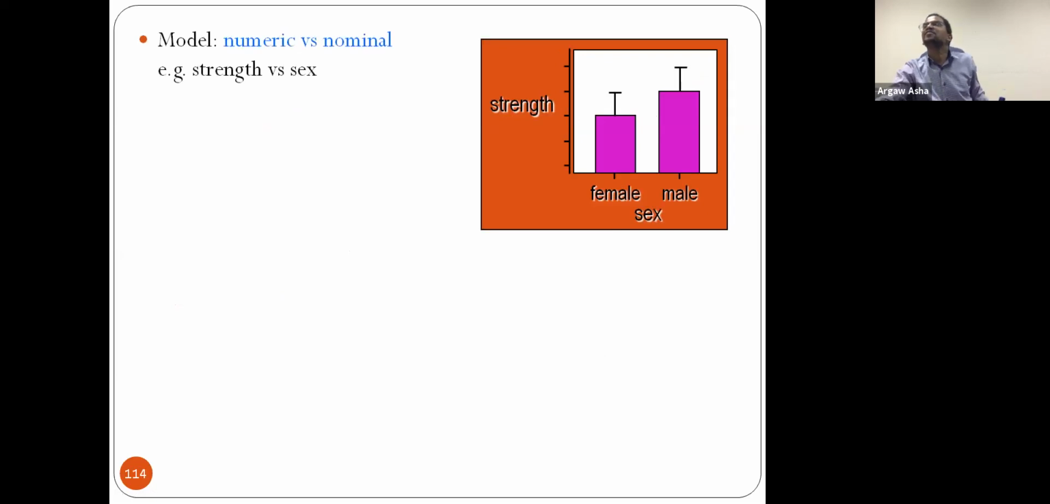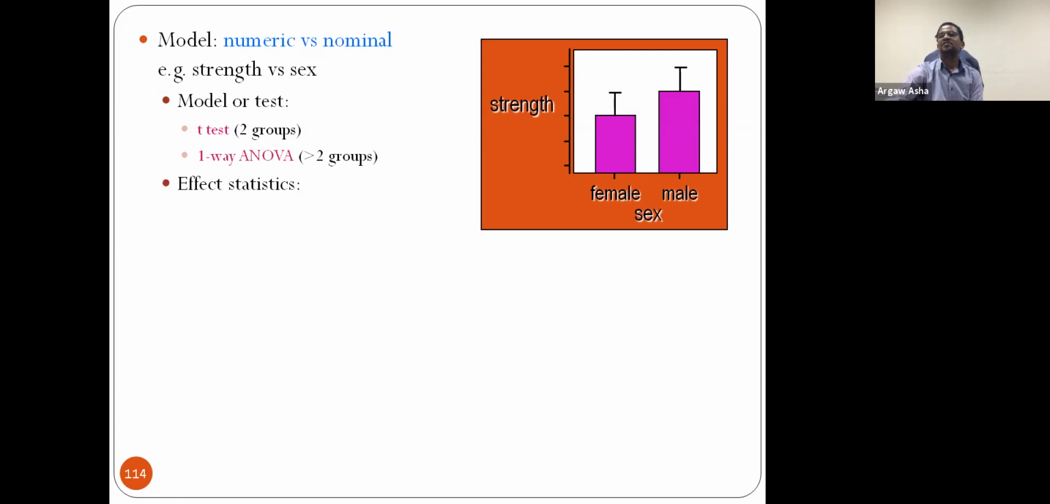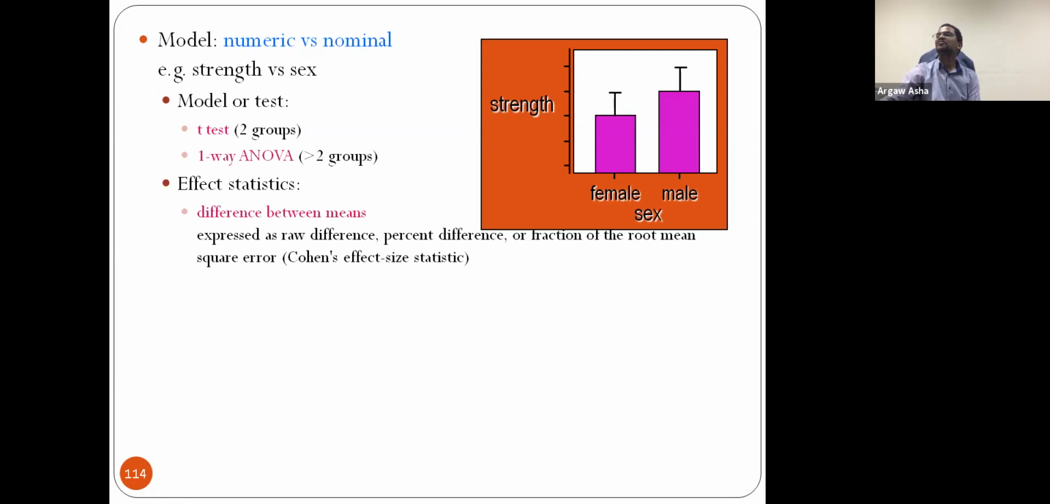Second example is numeric versus nominal. Female and male are nominal, and the vertical axis is strength. So in this case, what are the model tests? The model tests are the t-test for two groups, and one-way ANOVA for more conditions. Then the effect tests are the difference between the means.